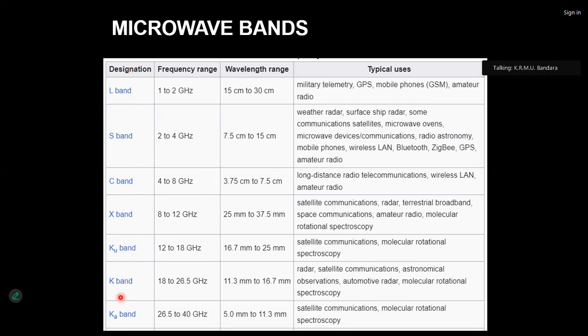Because of the World War they are using the K band. Only they know the K band. Others, if somebody is asking what is S band, they don't know what the region is, what the region of wavelength is.